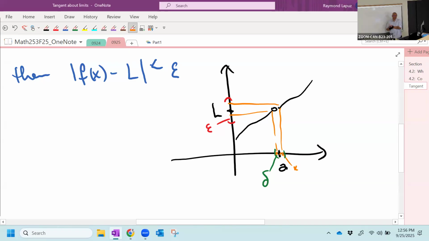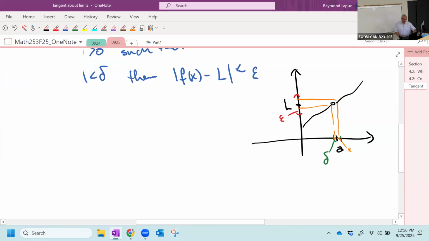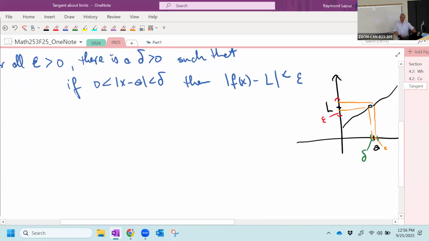Okay, so I gave you an epsilon, you're able to capture the value. What if I give you a smaller epsilon? Are you still going to be able to capture a value? And then you're going to say, okay, I'm going to pick a smaller delta then, so that anything in here within delta is going to be within epsilon of that value. So that's the idea of a limit existing.